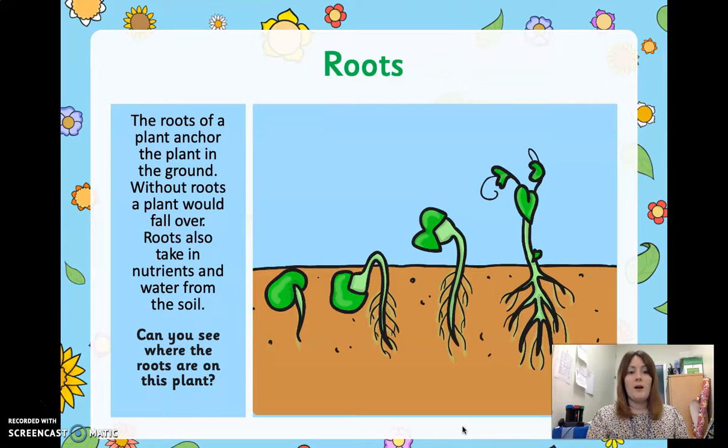So the roots of a plant anchor the plant to the ground. Without roots, a plant would fall over. Roots also take in nutrients and water from the soil. So can you see where the roots are on this plant in the picture? See if you can point them out. If you got that right, you can see the roots are under the ground. So they are the bit that holds the plant into the ground so that it doesn't fall over. And that's the bit that helps the plant to feed from the soil.